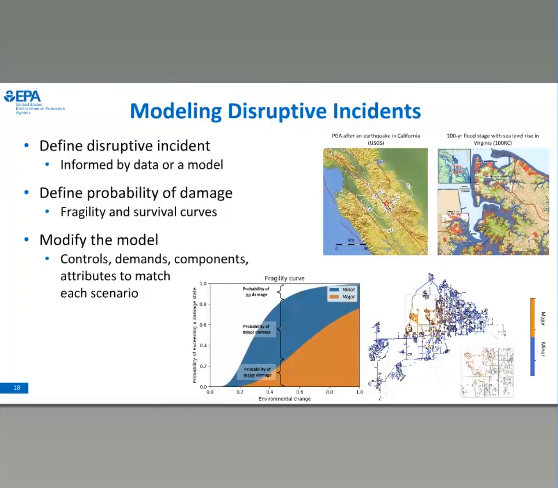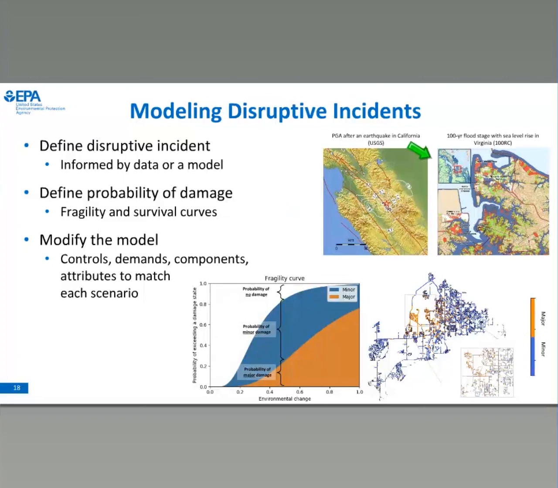As I mentioned, Winter has the ability to model disruptive incidents. So you can define this incident based on data or a specific model. Here I have some examples of the type of information that can be supplied to Winter. This is a peak ground acceleration map that can be supplied by the USGS ShakeMaps and so forth, and tells you where the location of the epicenter would be and what the peak ground accelerations would be around that. And you can use that information as an input to the Winter analysis.